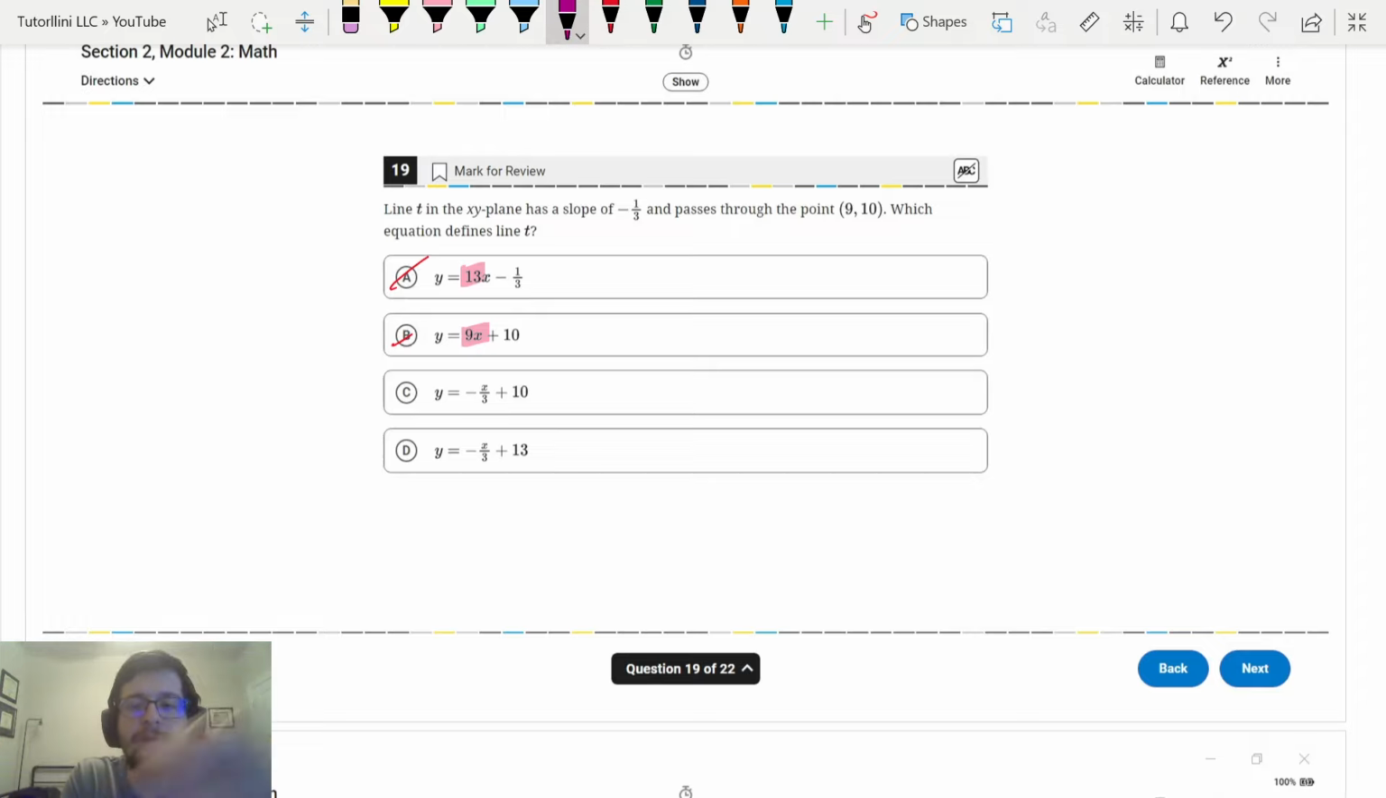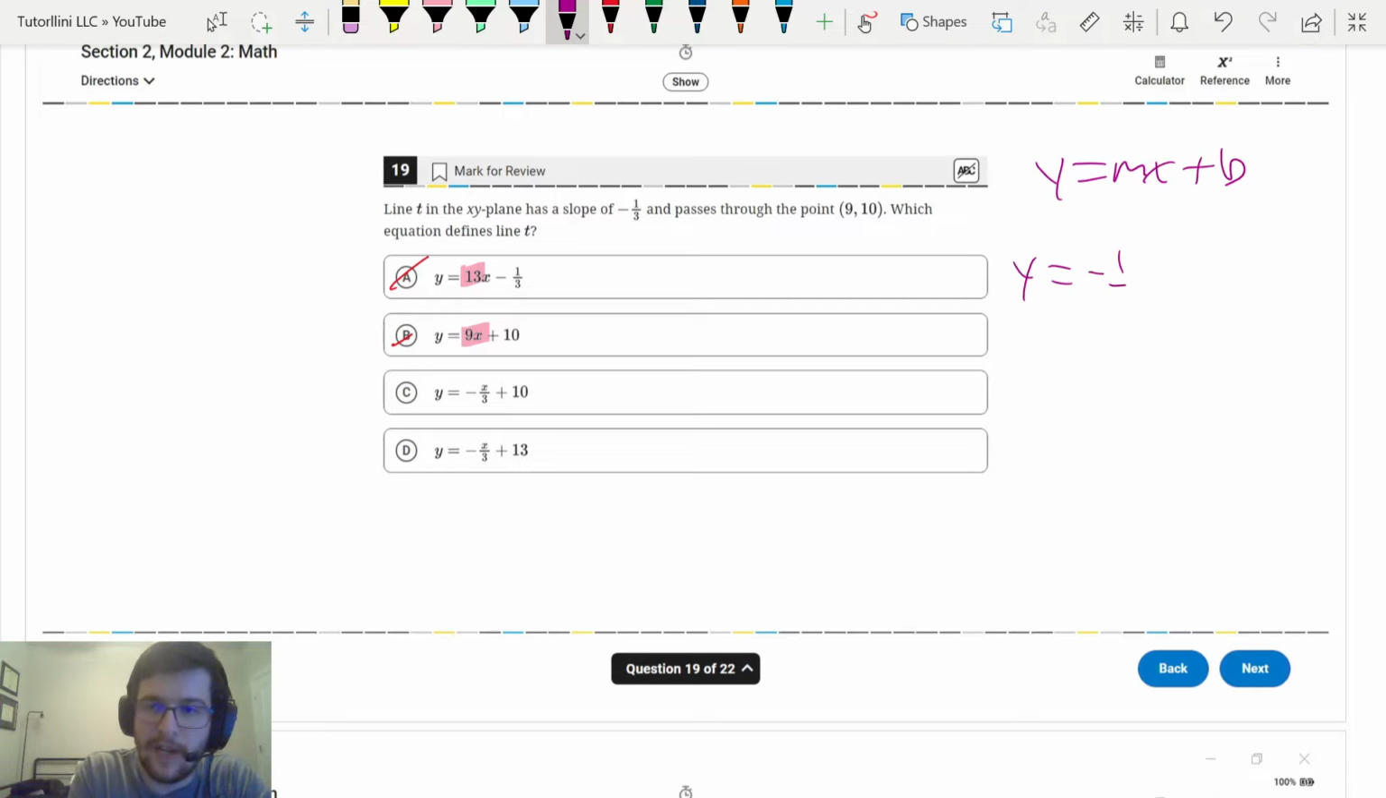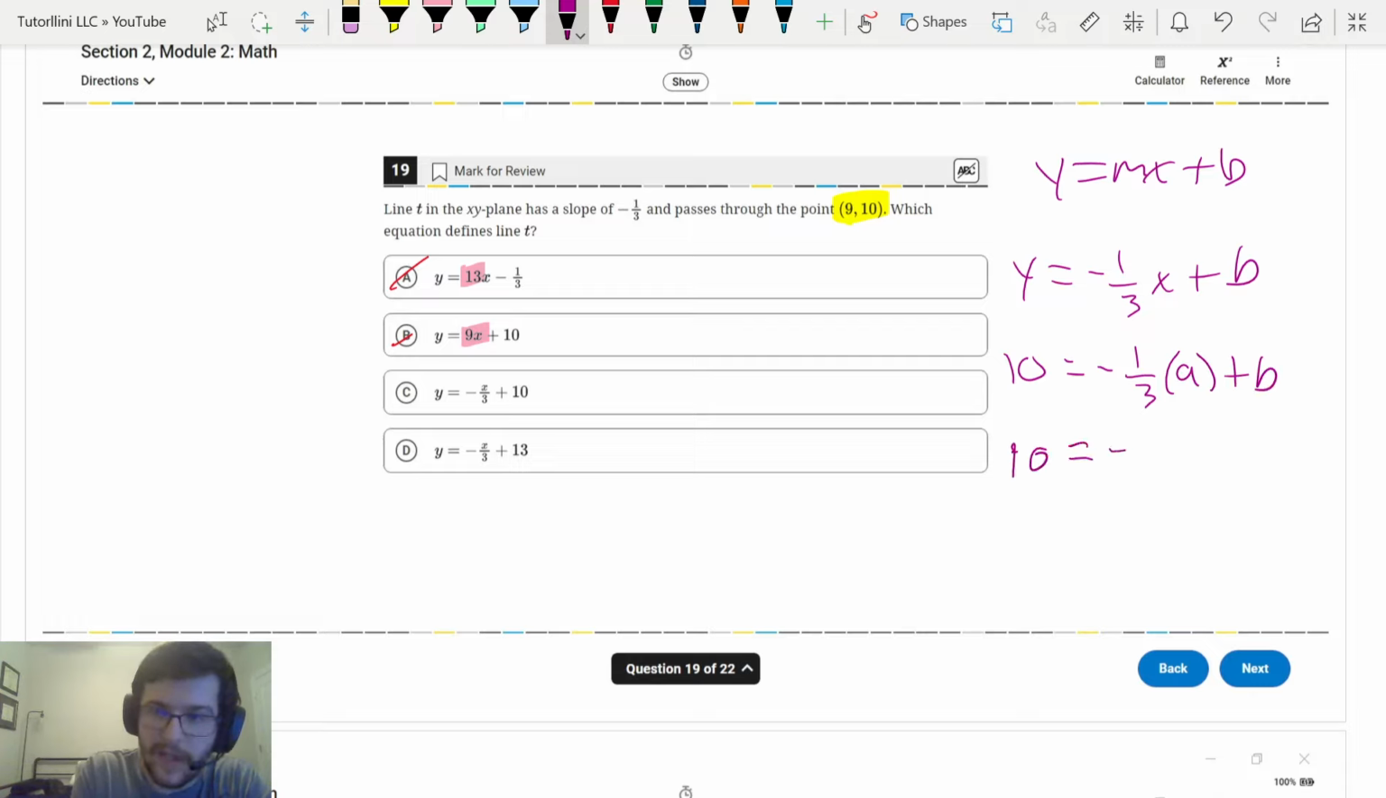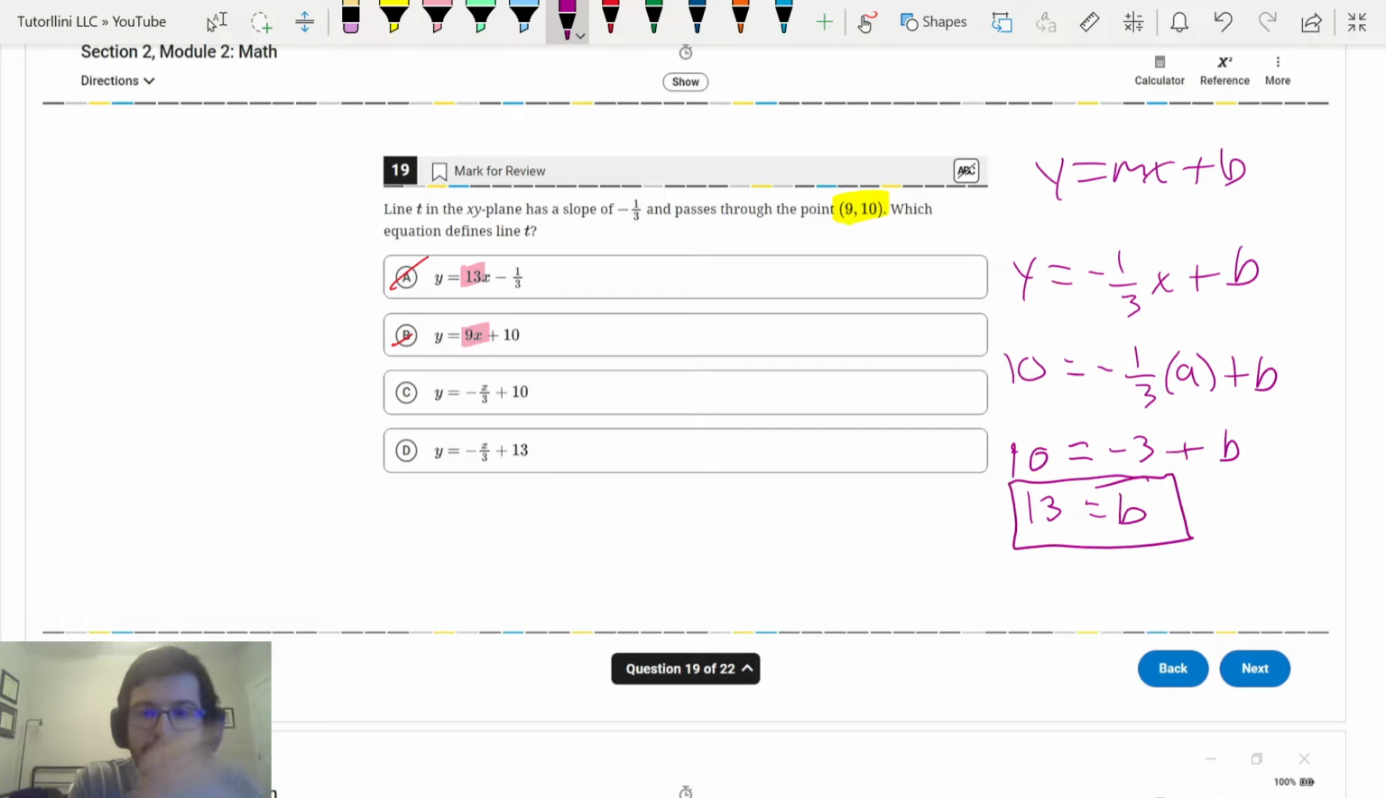So now what you do is you write the partial equation. So y equals mx plus b. So the partial equation would be y equals negative 1/3 x plus b. And now you plug in the point to find the y-intercept. So y is 10, negative 1/3, x is 9. So we get 10 equals negative 3 plus b, and then we add 3 to both sides, and we get 13 equals b. So the full equation is y equals negative 1/3 x plus 13. So that's how we get answer choice D.